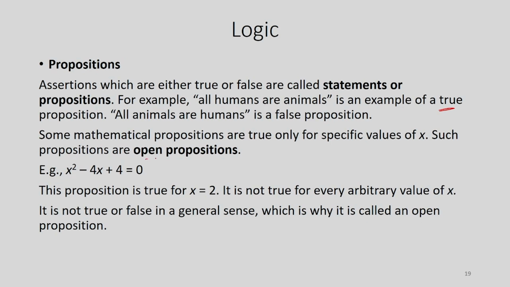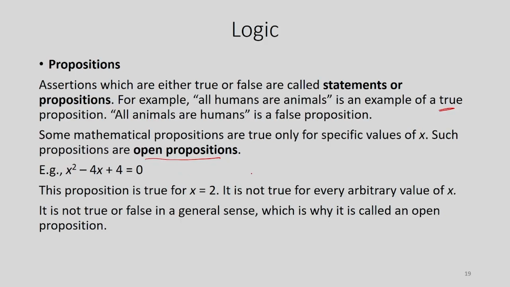These are called open propositions. So, these are beyond the case of true or false propositions, these are open propositions. An example is given here, x square minus 4x plus 4 is equal to 0. This is a proposition and it is an open proposition.